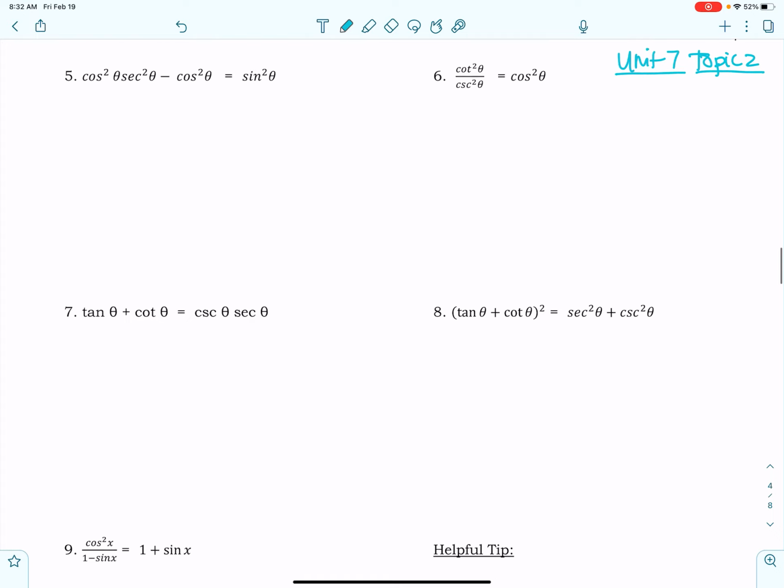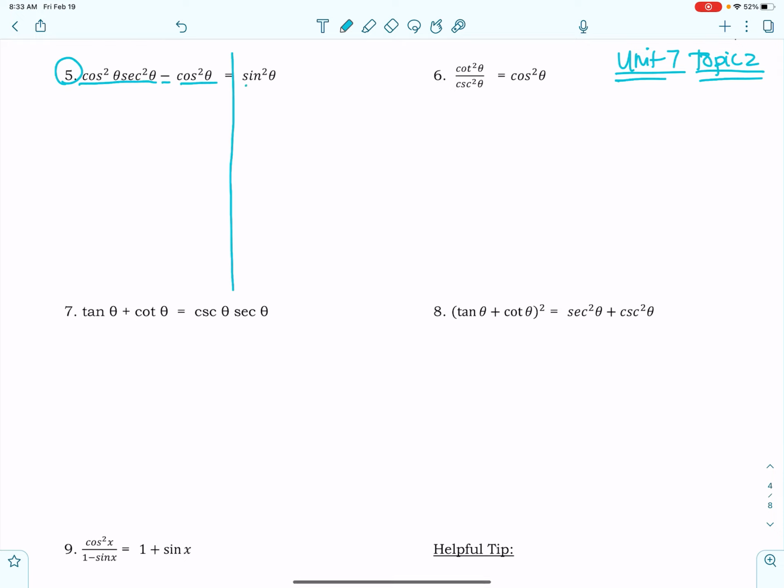Okay, pre-cal, in this video we are continuing Unit 7, Topic 2. So we are looking at more trigonometric identity proofs here. So I'm going to start with number 5. And there's a couple of different ways to do this problem. So I'm just going to start with the first one that may or may not be obvious to some of you. We have this term, and then we have subtraction, and then this term right here.